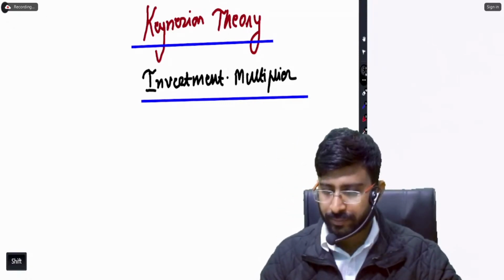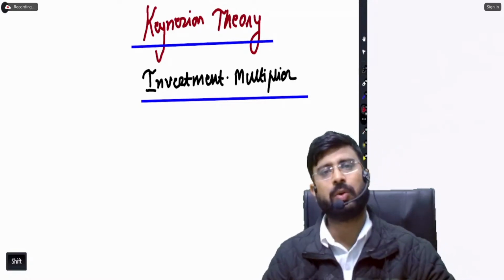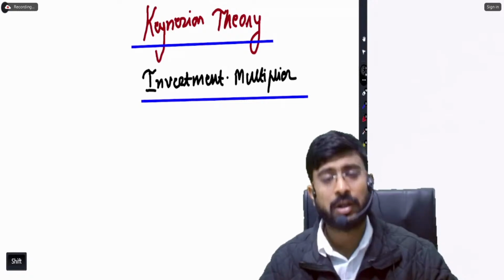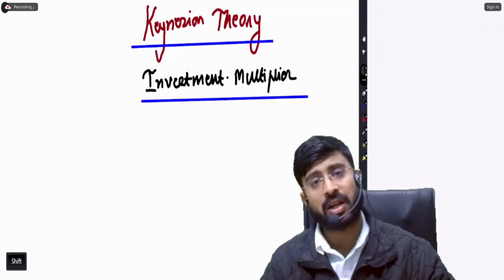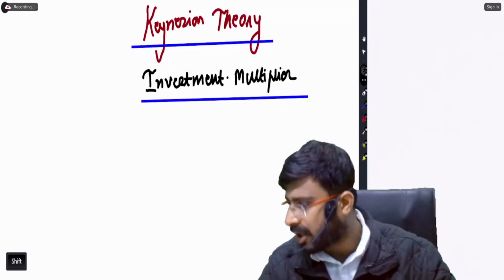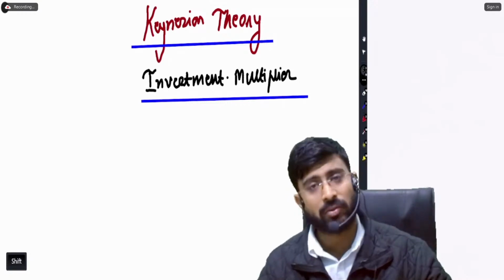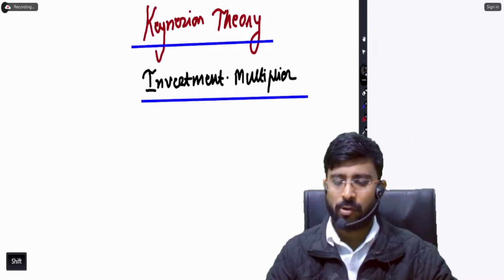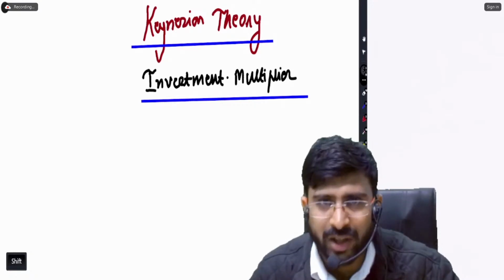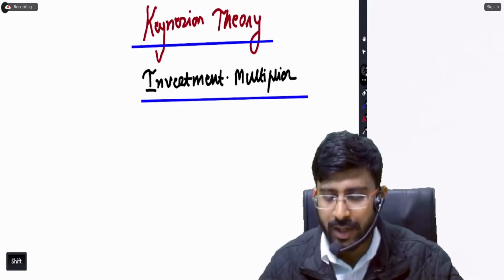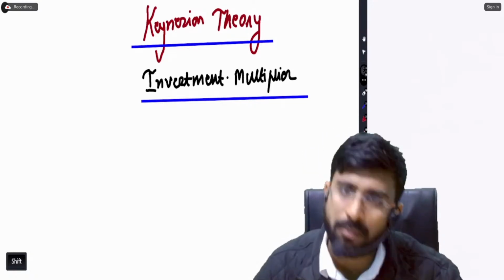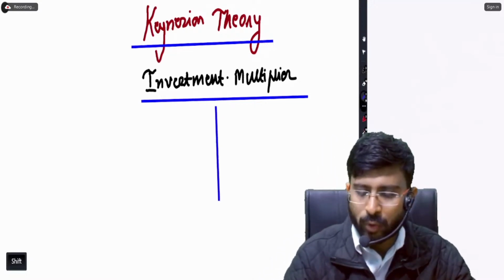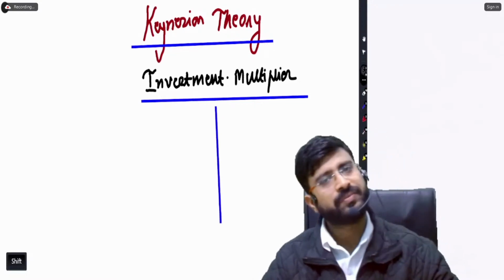So, friends, what are we jumping on to? Yes, we are jumping onto the topic investment multiplier. Today is the second class of Keynesian theory of national income or Keynesian economics. Second class as well as the last class of this topic, Keynesian theory. What we study here is the topic of investment multiplier. So today's class will comprise of two to three things.